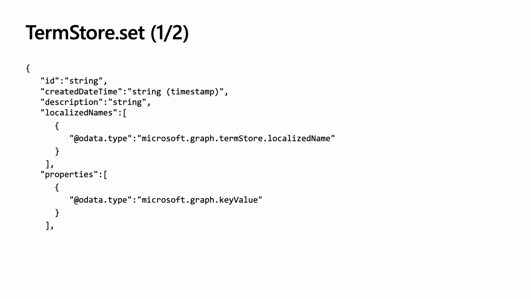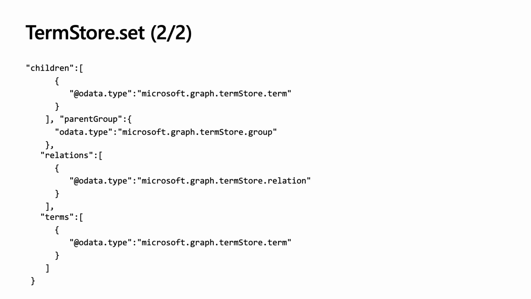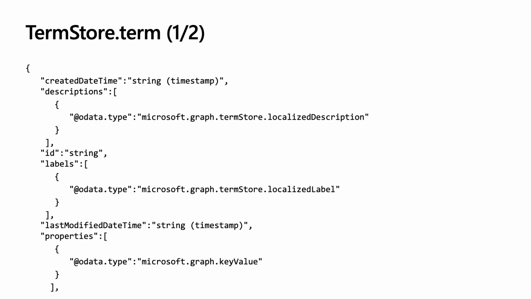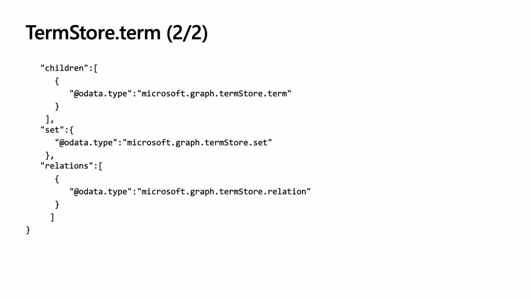Coming to the set entity, you'll be able to create a description as well as localized names. And if you want to define custom properties, you can do so using the properties and key value pairs. As with a set, you can define the children and the relations. Coming to the term entity, you can now define localized descriptions, localized labels, and also define custom properties. And since terms can also have their own hierarchies with children, you can also define children and refer to their relations.